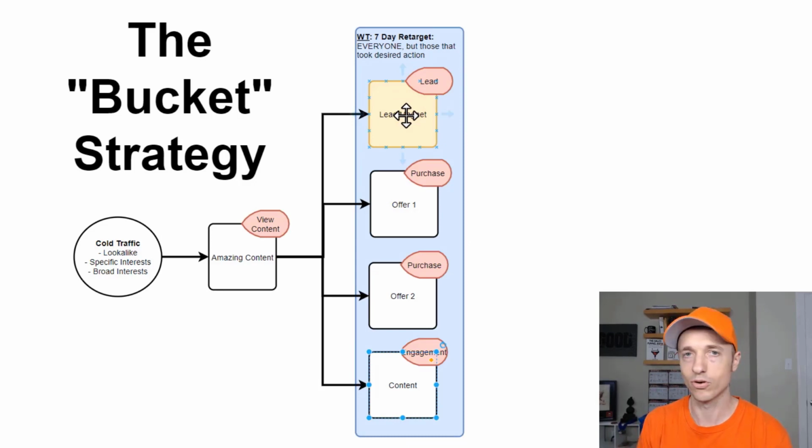You don't need them to opt in for more lead magnets because they're already a lead. They're already on your email list. Same thing with the offers. If they've already purchased what it is you're promoting, well, you want to go ahead and exclude those individuals. Same thing with the content. If they've already read or watched the piece of content, well, you can go ahead and exclude them as well. So that's the strategy right there.